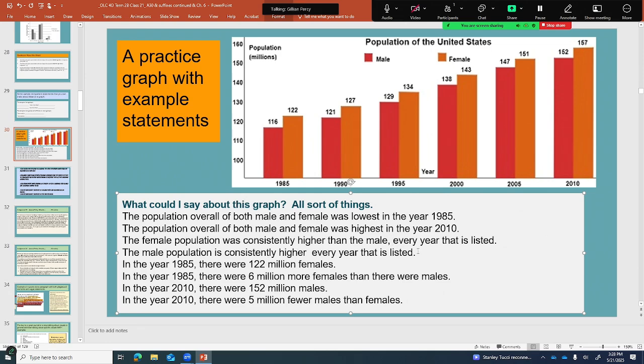Oh, this one is not true. Taking that out. Oh, I think I probably meant to say lower. Sorry. The male population is consistently lower every year that it is listed. And then I could give very specific things. I'm not going to go on. You get the idea, right?